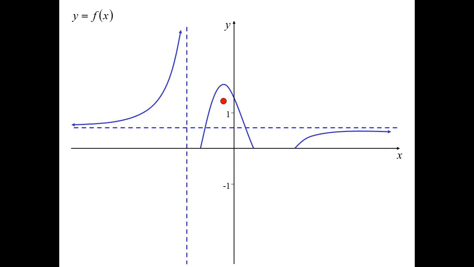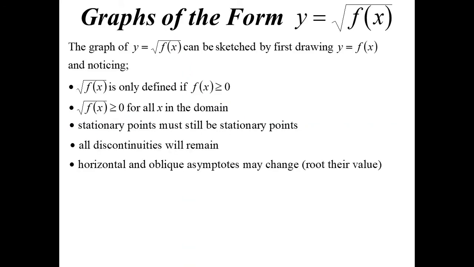It's a number that's bigger than 1. If I find the square root of a number bigger than 1, it gets smaller. It'll still be bigger than 1, of course, but it'll get smaller. So I'll just lower it down a bit there. We don't seem to have any other stationary points. Okay. Horizontal and oblique asymptotes may change.